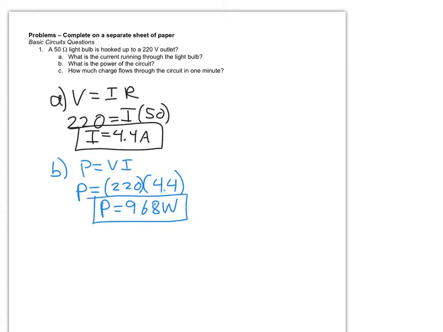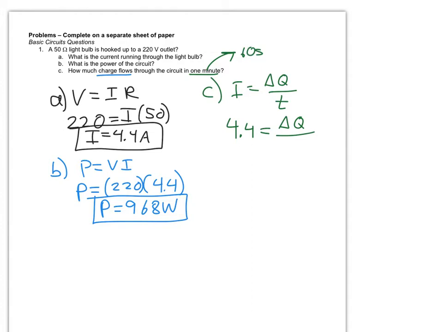And then we finish with how much charge flows through the circuit in 1 minute. And for that, we're going to use the equation that really is just the definition of current, and that is that current is the amount of charge over the time. We found that our current was 4.4 amps, so that's going to equal the amount of charge over our time, 1 minute, but we want to put that in seconds, so we're going to say 60 seconds. From there, I would go ahead and cross multiply, and we find that the amount of charge here is going to be equal to 264 coulombs.